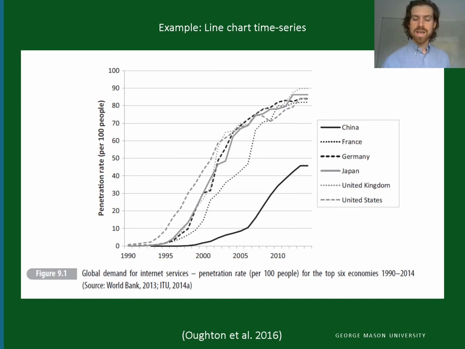On the x-axis here, you can see that we have the years, from 1990 all the way up to about 2015. What I'm plotting here on the y-axis is the penetration rate. This is the adoption rate for internet subscribers. So how many people are on the internet per year? Essentially, it's per 100 people, so you can think of this as the adoption rate in percentage terms. And this is for the top 6 economies.